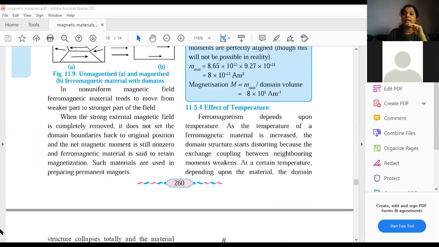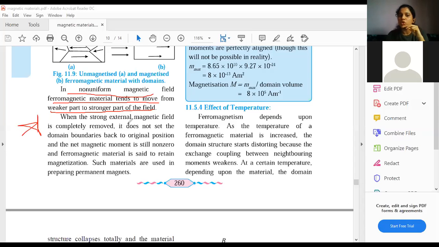Now, there is one more point that makes ferromagnetism different from paramagnetism, and that is this last point. See, in a non-uniform magnetic field, a ferromagnetic material tends to move from the weaker part to the stronger part, same as paramagnetism, because ferromagnetic materials also attract the external magnetic field. That is very obvious. This last paragraph is very important.